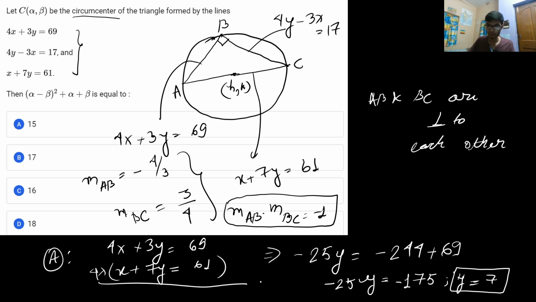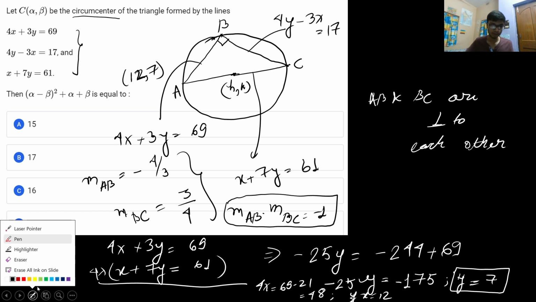If y is 7, that means 4x is equal to 69 minus 21, which becomes 48. Solving for x, you get x as 12. So you get the coordinates of point A as 12, 7.